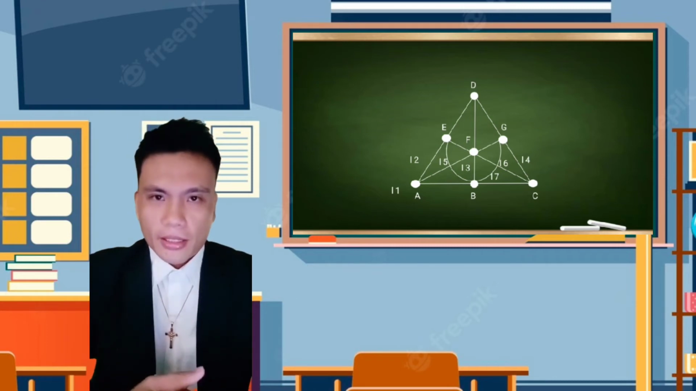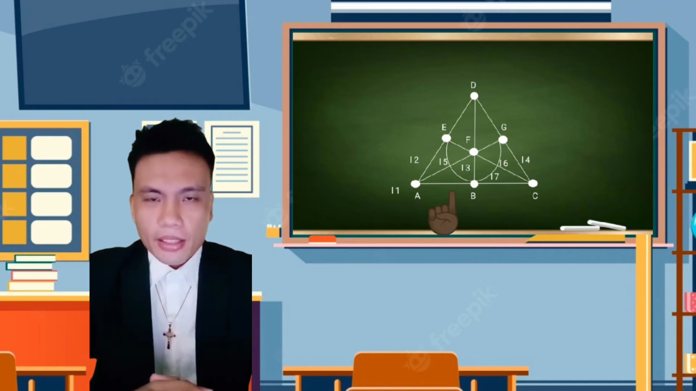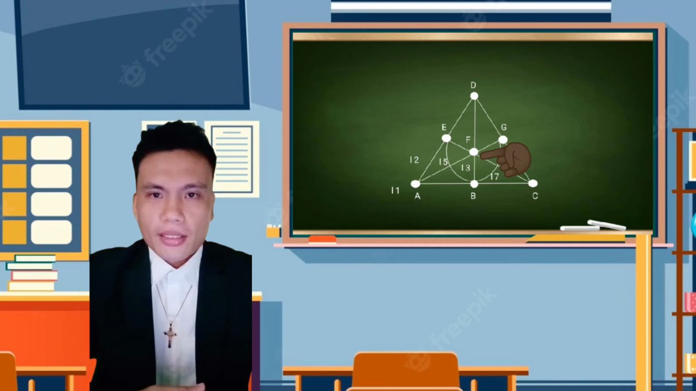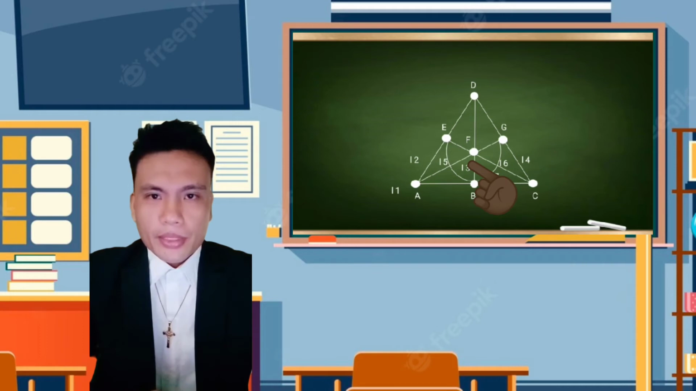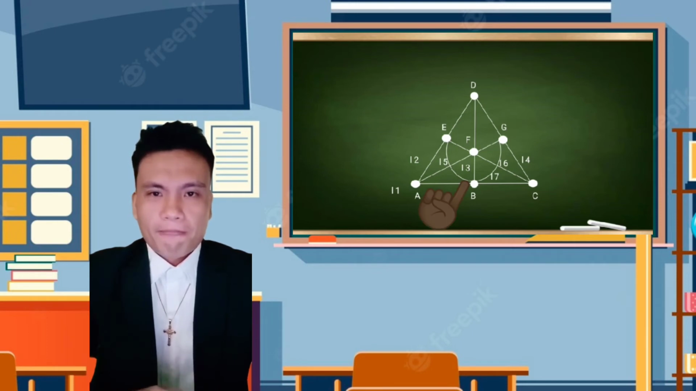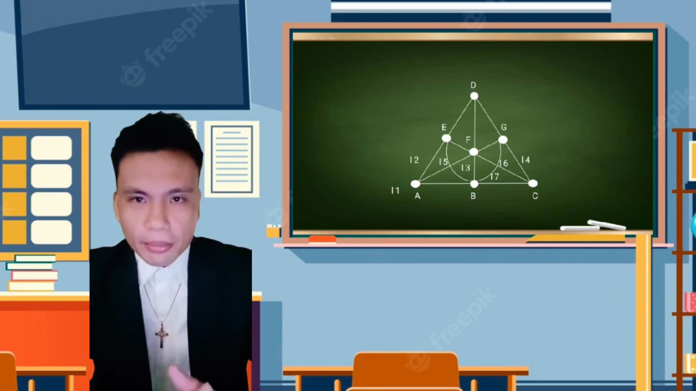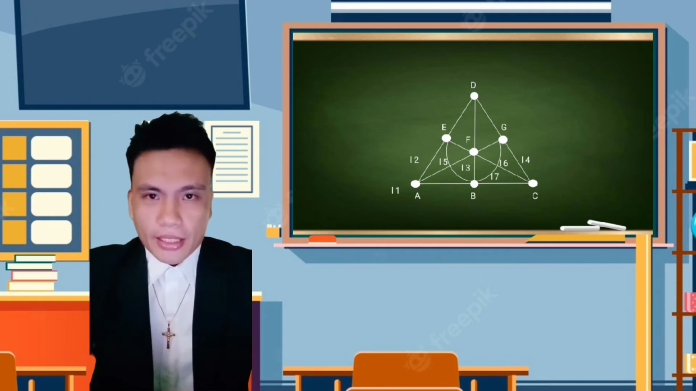So, isa-isahin natin yung mga lines. Line 1, dito sa banda sa may ibaba. Line 2, dito sa gilid. Line 3, itong line na nasa gitna. Line 4, itong line sa gilid na right. Line 5, ito. Line 6, ito. And line 7, itong curved line. So, napatunayan natin na ang Fano's geometry has exactly 7 lines.